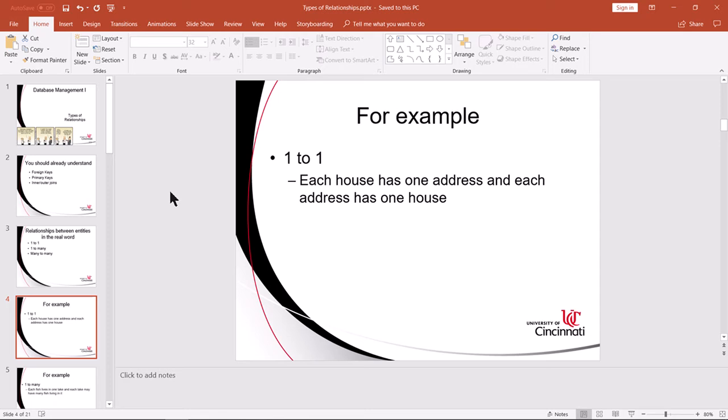An example of a one-to-one relationship might be between houses and addresses of those houses. Every house has one address. That house isn't likely to move, and it can't be in two places at the same time. And each address has exactly one house. We don't have two houses at the same address.